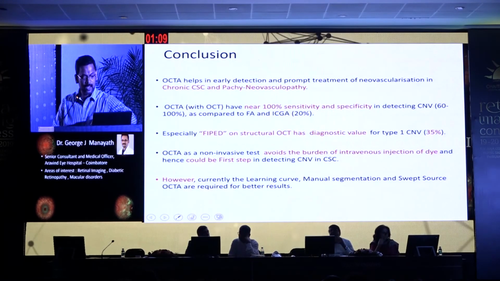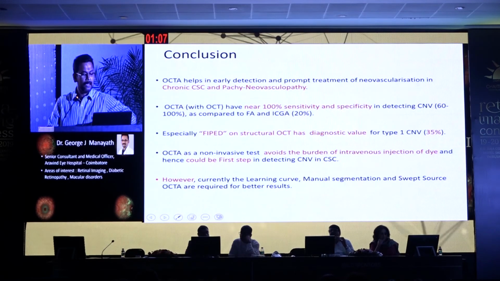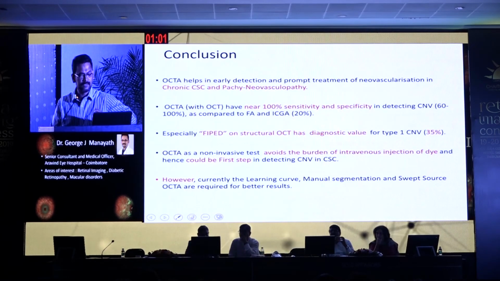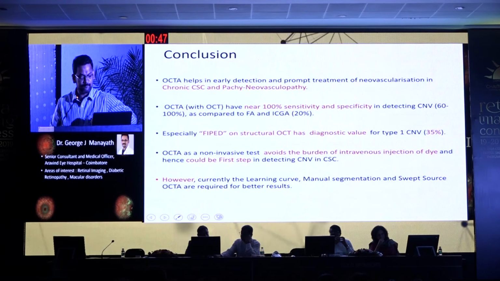So I would conclude OCTA allows early detection and prompt treatment of these neovascularizations in chronic CSC as well as pachyneovasculopathy. OCTA has near 100% sensitivity and specificity in picking up the pachy CNVs compared to ICGA. And the FIPED, or flat irregular PED, on structural OCT has a diagnostic value of at least 35% in indicating this neovascularization. The OCTA avoids the burden of intravenous dye injection and the risks involved with dye injection.